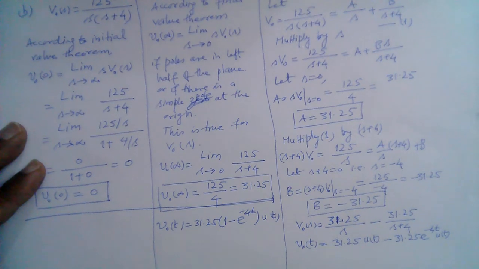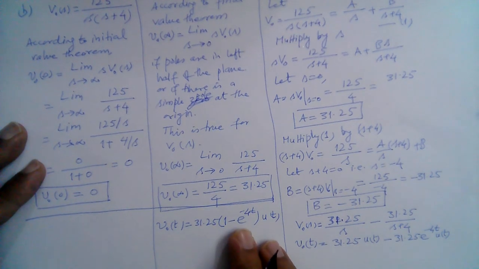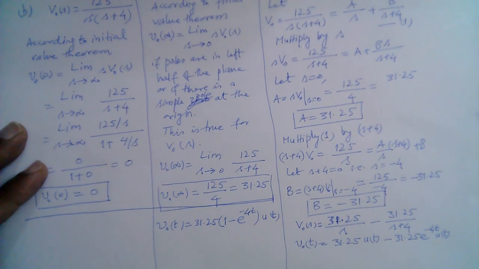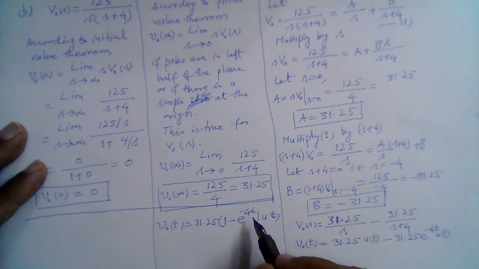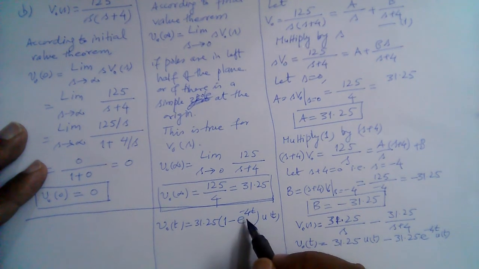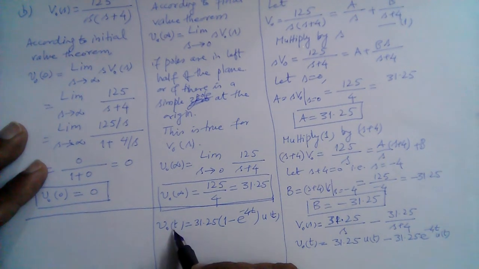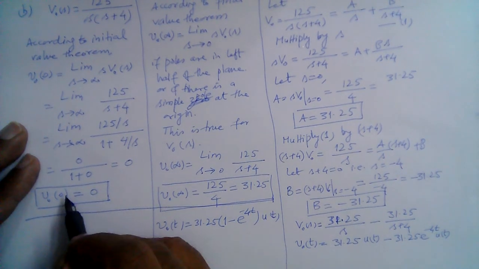Because we consider the Laplace transform. When we derive the Laplace transform, we take the limit from 0 to infinity. So this is the single-sided Laplace transform. So 31.25 times 1 minus e raised to the power minus 4t u of t. And we can now verify that at time t0, this becomes e raised to the power 0, and e raised to the power 0 is 1. So 1 minus 1 is 0. So v naught at time t0 is 0, which we found earlier.